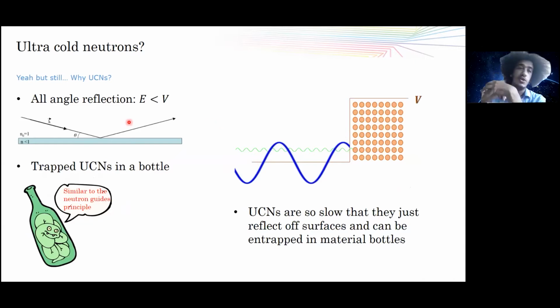But the important thing is, since they are so slow and their energy is so low, whenever they hit the surface of a material, they are going to reflect instead of penetrate, like the usual neutrons that we use for our experiments. And basically, you can trap them in literal bottles. You know, the bottle is not some sort of abstract physical idea like Schrodinger's cat. It's an actual material bottle where you can just keep them reflecting inside the said bottle.